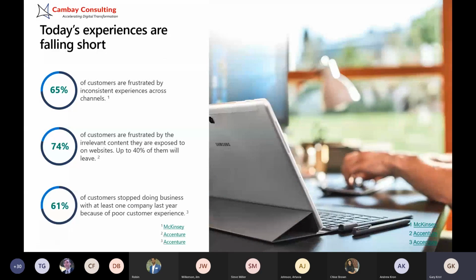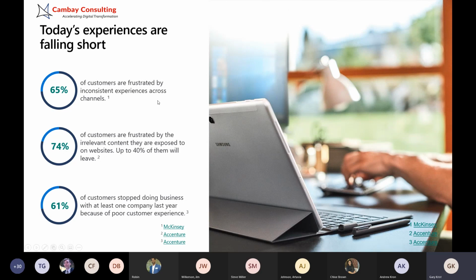And I think the other key here is today's experiences are falling short. I'm sure we've all experienced it. 65% of customers are frustrated by inconsistent experiences across channels. So what people's demands are now is that if I go to the web, I should be able to see the exact same thing from my mobile phone, or if I talk to somebody on the phone.